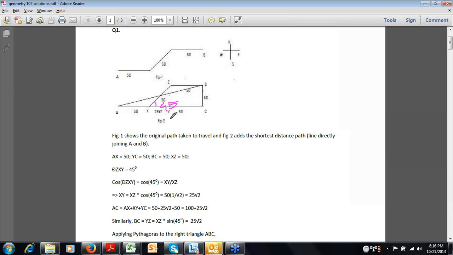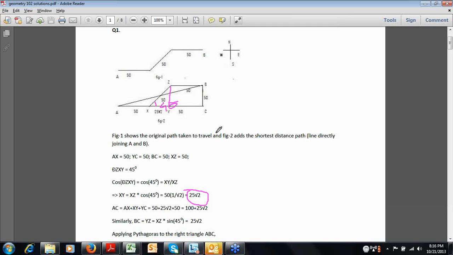Okay, so we can calculate the value of XY, because we can drop a perpendicular on here and we can calculate the value of XY, because we know this 50 degree cos of this. So the value of XY is calculated and it's 25 root 2.